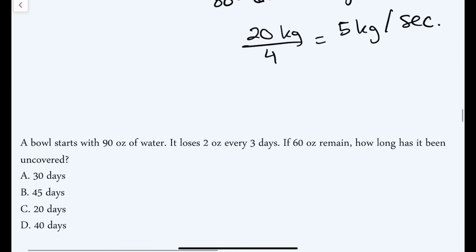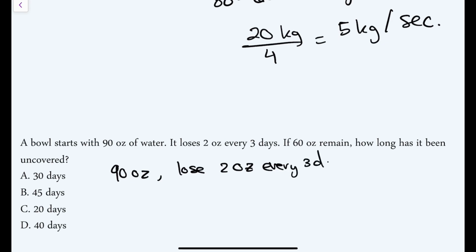Okay? A barrel starts with 90 ounces of water. It loses 2 ounces every 3 days. If 60 ounces remain, how long has it been uncovered? Okay, so we start at 90 ounces, lose 2 ounces every 3 days, and then we end up at 60 ounces.